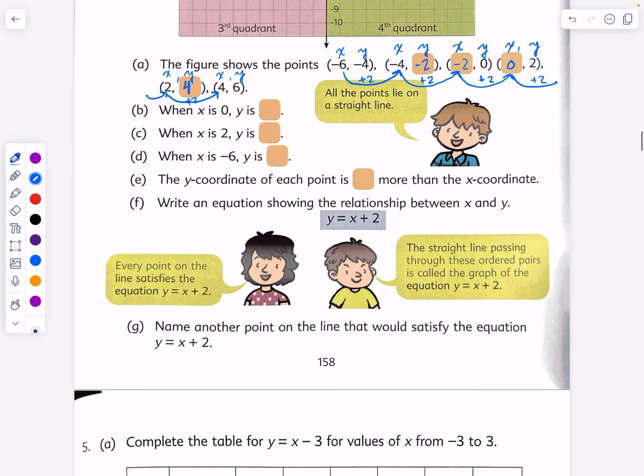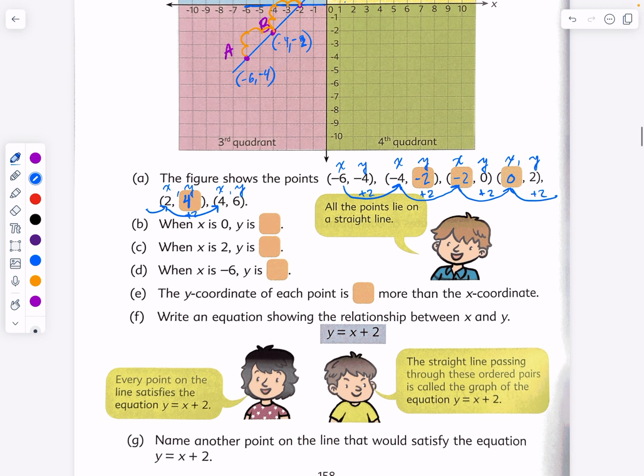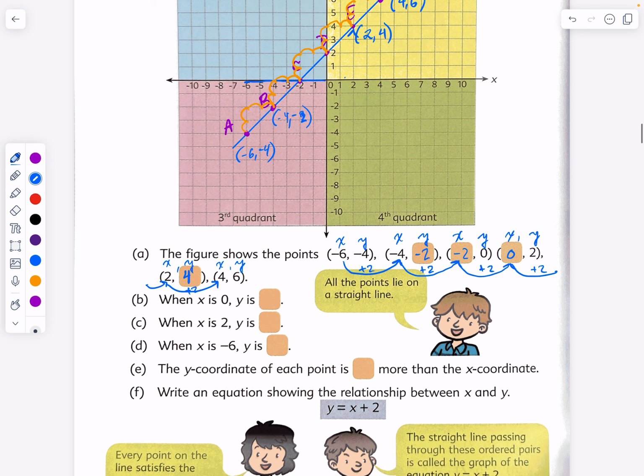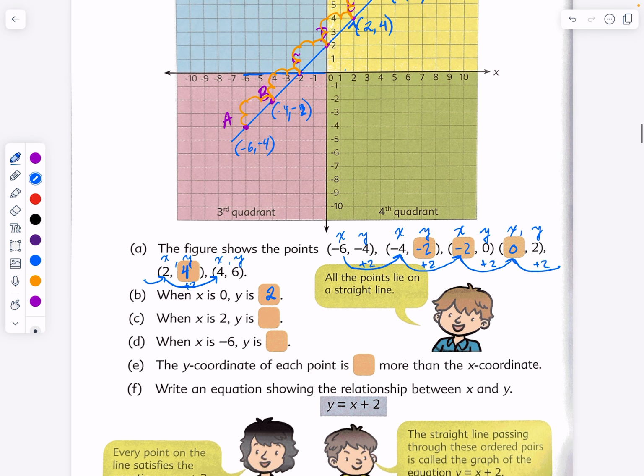Let's answer some questions below the graph. When X is 0, Y is 2. Yes, Y is 2. That's our point D. When X is 2, Y is 4. That's point E. When X is -6, Y is -4. And that was point A.